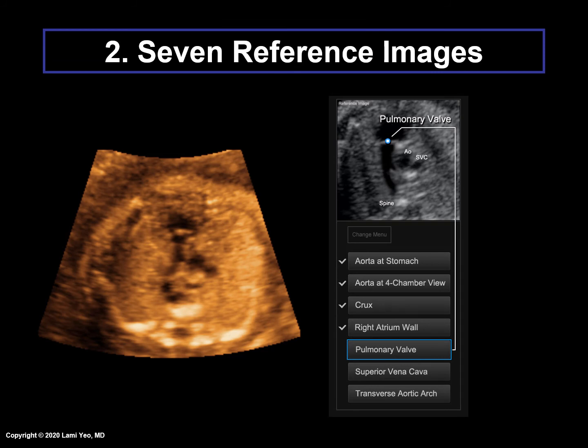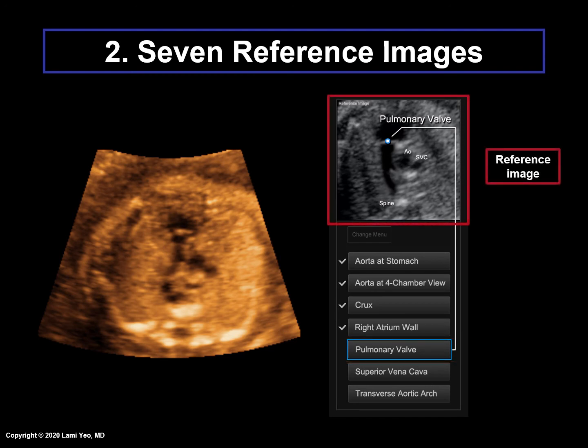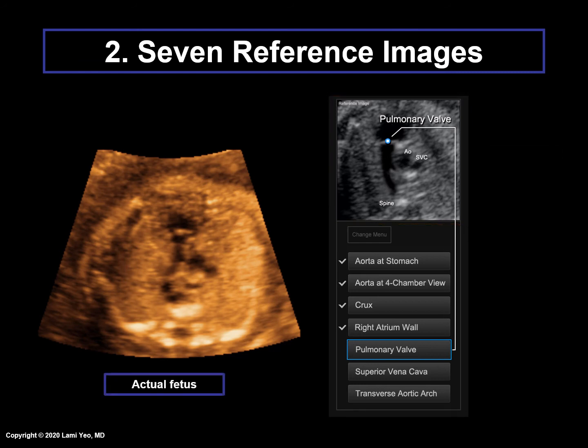In this example, the pulmonary valve is supposed to be marked next. Therefore, a reference image of the pulmonary valve is shown to the user. The reference image teaches the user to mark the middle of the closed pulmonary valve. Note that this reference image is not taken from the actual fetus being examined.